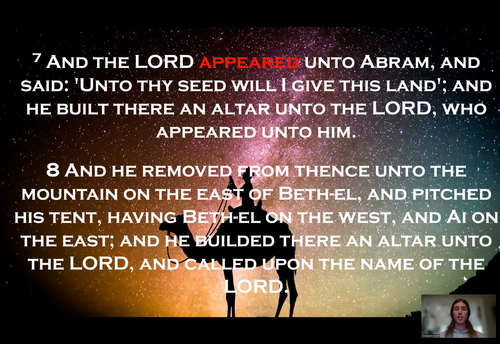In verse 8, it says that he removed from there unto the mountain on the east of Bethel, and pitched his tent, having Bethel on the west and Ai on the east. And he builded there an altar unto the Lord and called upon the name of the Lord. So here we have two altars being built because now he's really feeling his walk with God. He left Ur and he went to Haran, and now he's leaving Haran, and he's not going to settle in one of the cities.